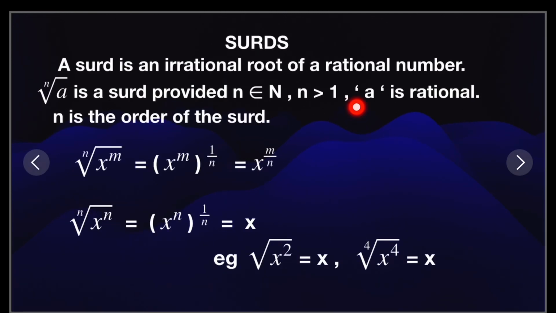Today we are going to study SURDS. In the previous video we learnt about radical notations and fractional indices. This topic is in continuation of the same. A surd is an irrational root of a rational number.